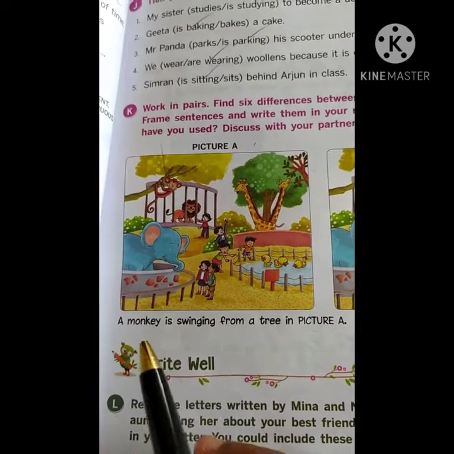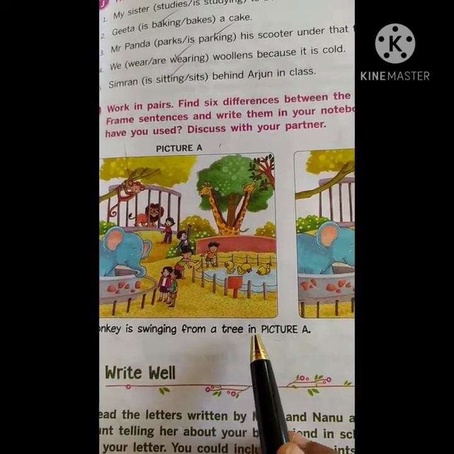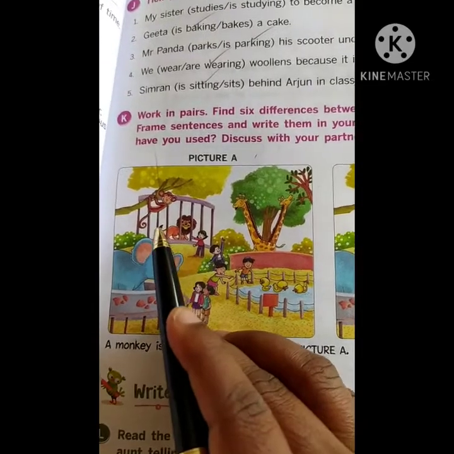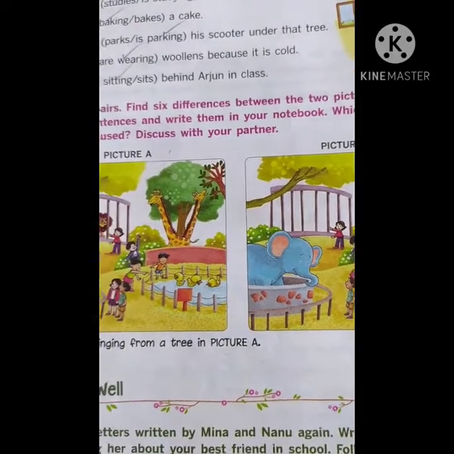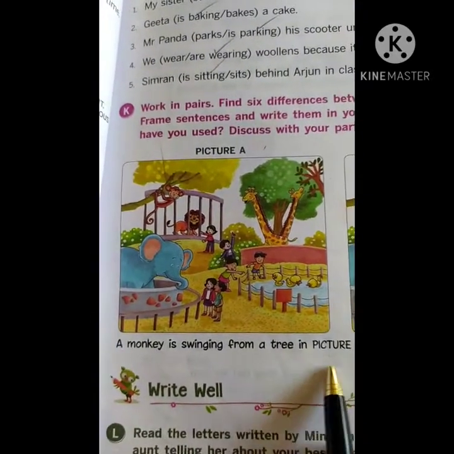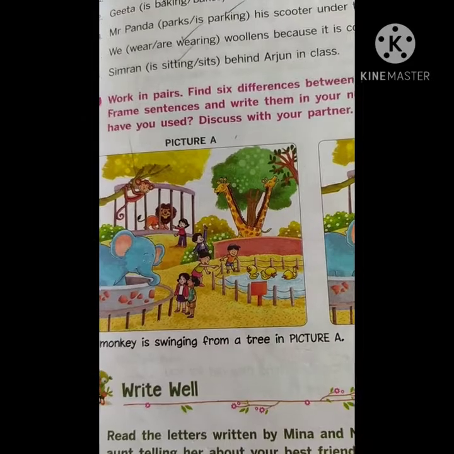Okay children, like a monkey is swimming from a tree in picture A. So here a monkey is swimming from a tree, but here you can see no. Yes, so this is the example. This is an example of how you can write the sentences.